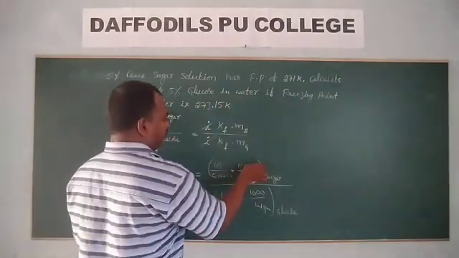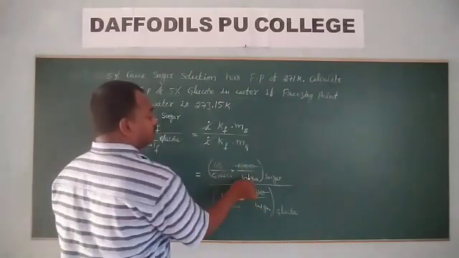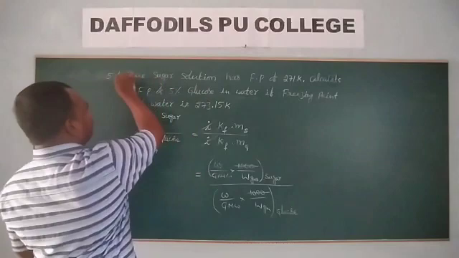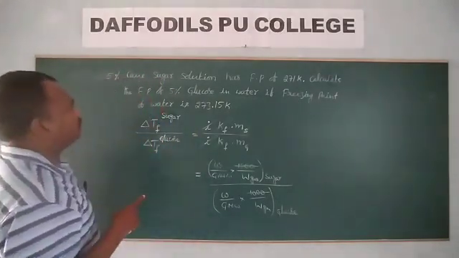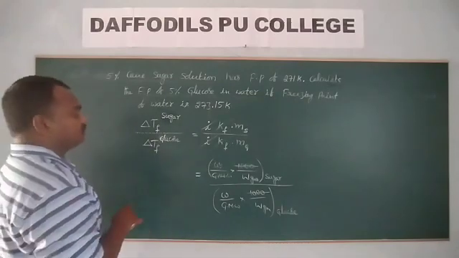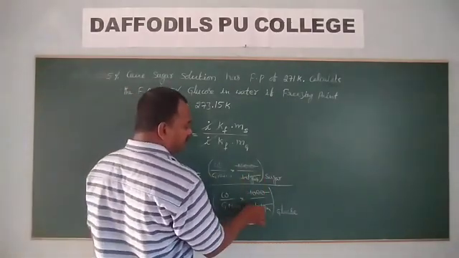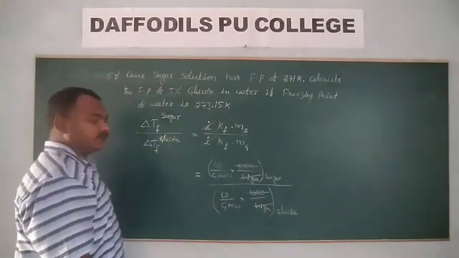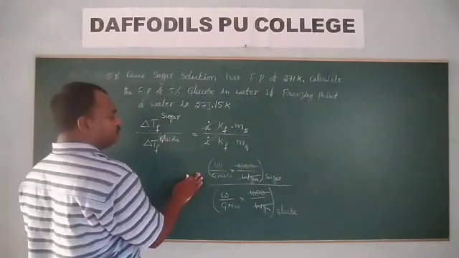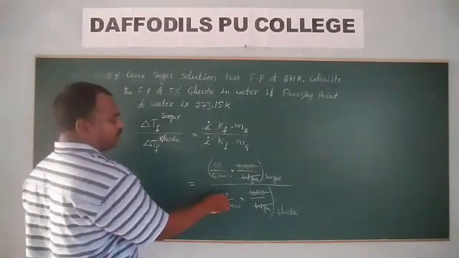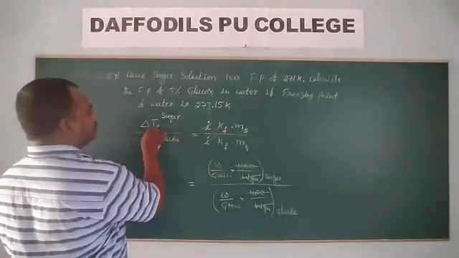Now look at this one. This 1000 gets cancelled. Weight of the solvent: 5% is given, means 5 grams of sugar in 100 grams of water. So the water weight is 100 grams. W cancels. So which thing remains here? Weight of sugar by gram molecular weight of sugar. Here also weight of glucose by gram molecular weight of glucose.